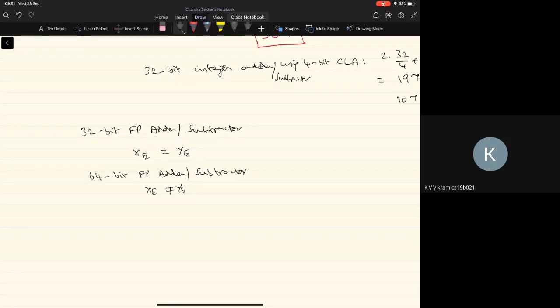You can find the details of this topic in any book on computer organization by Hamacher or even the book by Stallings. They'll have all this discussion. Only thing is the timing analysis might not be there, but the details of the circuit are available in these two books.